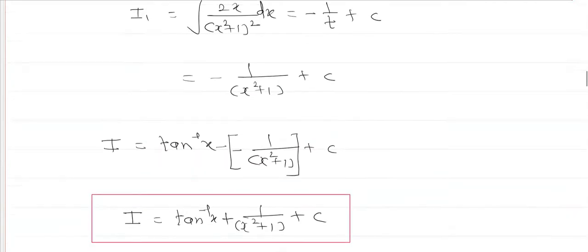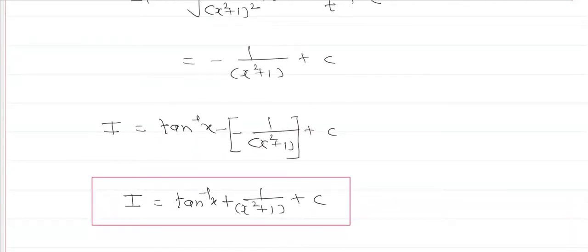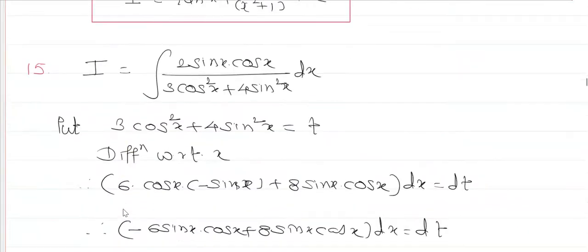Now next we will take question number 15. I = ∫ 2 sin x cos x / (3 cos² x + 4 sin² x) dx. The substitution will be the denominator: 3 cos² x + 4 sin² x = t. This will be our substitution. Now we'll differentiate it.